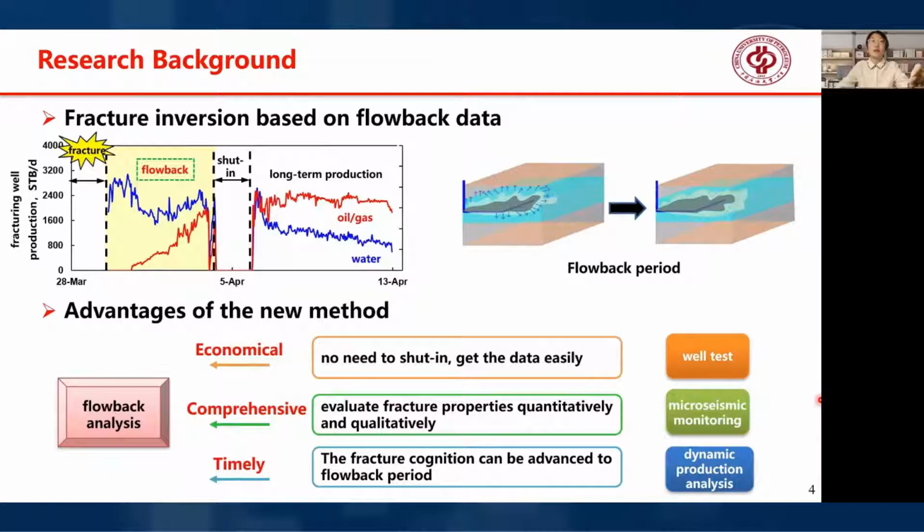Recently, many academic teams proposed a new method based on flowback data. From this picture, we can learn the flowback stage is between fracturing and the shut-in stage, and is earlier than long-term prediction. So the method doesn't need to shut in, and the fracture cognition can be advanced to the flowback stage. And this new method can evaluate fracture properties quantitatively and qualitatively. Compared to other technologies, this new method is more economical, comprehensive, and timely.